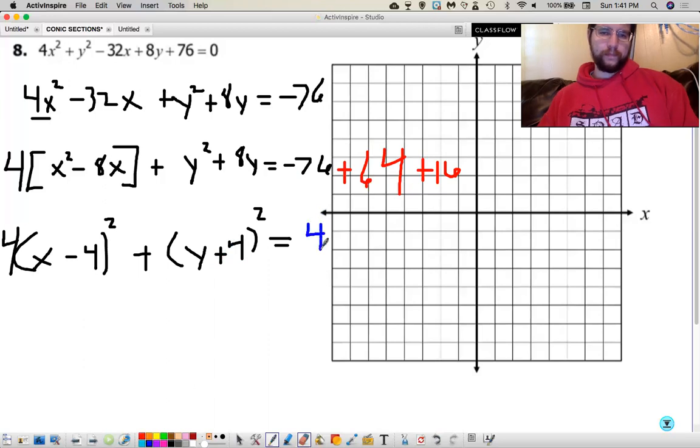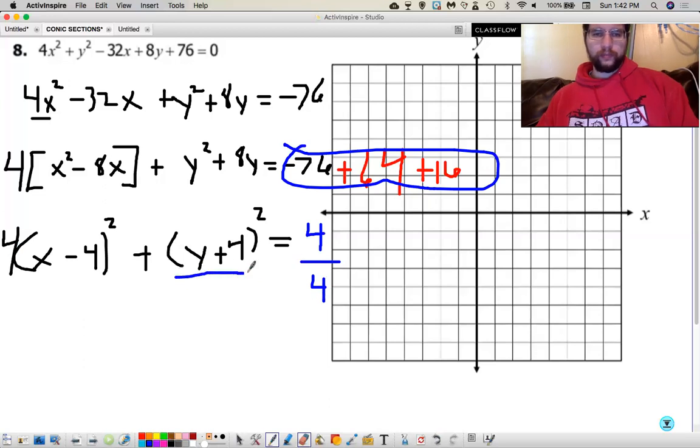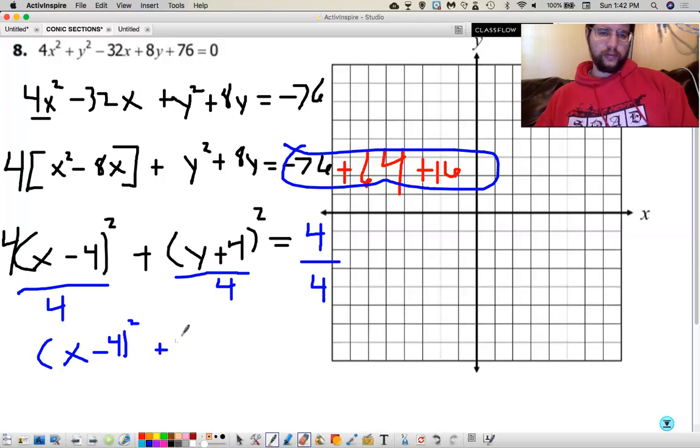Just do the arithmetic here. Now this has to equal 1. Also, we don't want any coefficients, so hopefully this cancels out. It does. So we need to divide through by this number right here, 4. And notice what happens. I just get x minus 4 squared. Now this one does have that 4 in the denominator.